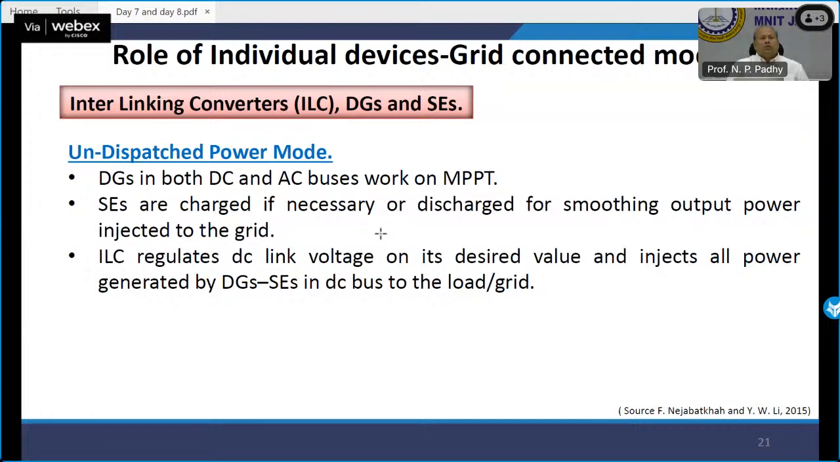All right. So DGs in both DC and AC bus work in undispatched power mode. DGs in both DC and AC buses work on MPPT, and the ACs are charged if necessary. They are discharged for smoothing output power injected to the grid, whatever you like to have. ILC, important now, ILC regulates the DC link voltage to its desired value and injects all power generated by DGs and ACs to the DC bus. Now, if you want to have it 380 volt, that is my desired DC voltage, it will make sure that voltage is maintained. Is it okay? Clear.